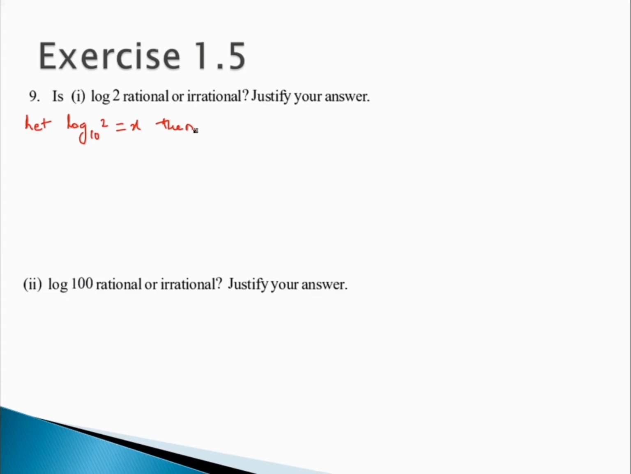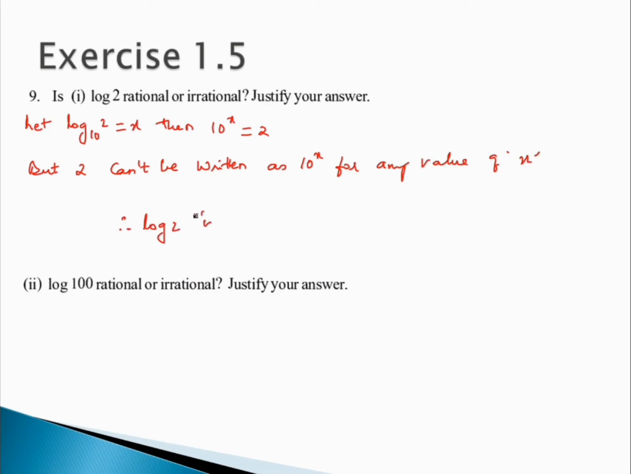Then what will happen? n to the power of x is obviously equal to your 2 only, but 2 cannot be written in the form n to the power of x for any value of x, isn't it? For any value of x. So at last I can say that log 2 is irrational at last. Okay, so let us look at the next one.